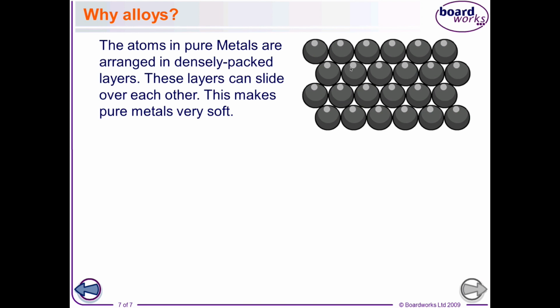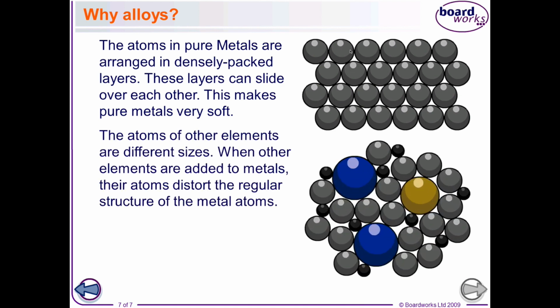So what happens is metals generally are alloyed, which means they're mixed with other elements. It might not be other metals, but it can be other metals as well. And what that does is that creates a structure where you've got different sized atoms.